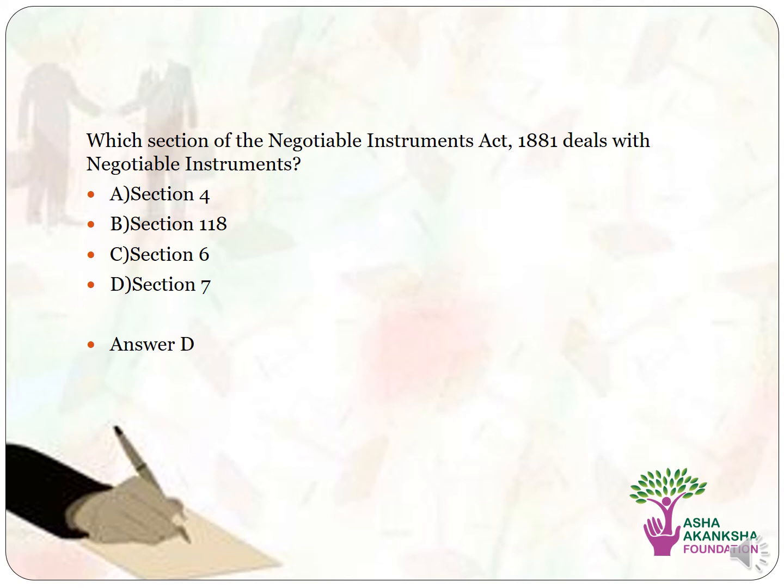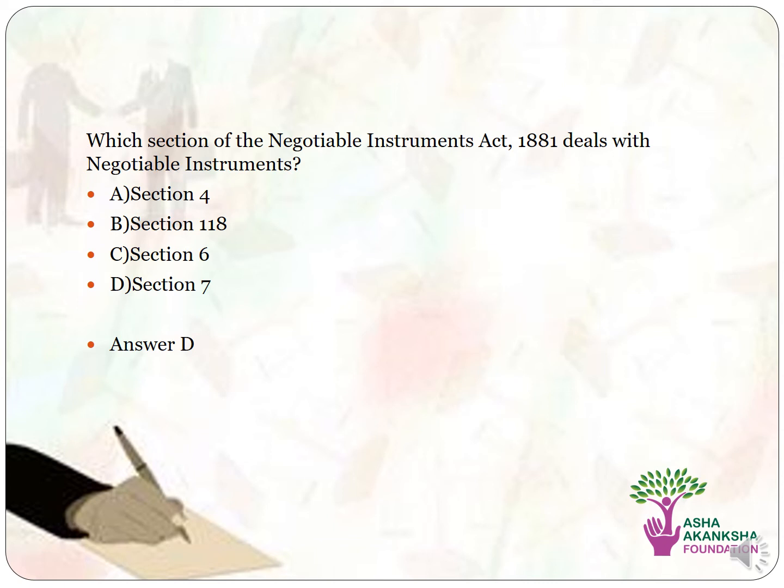Which section of the Negotiable Instrument Act 1881 deals with negotiable instruments? Options are A, Section 4, B, Section 18, C, Section 6, or D, Section 7. The correct answer is Section 7.